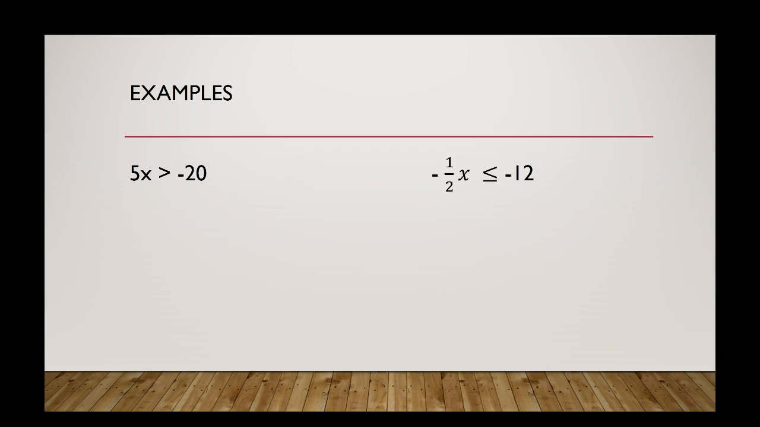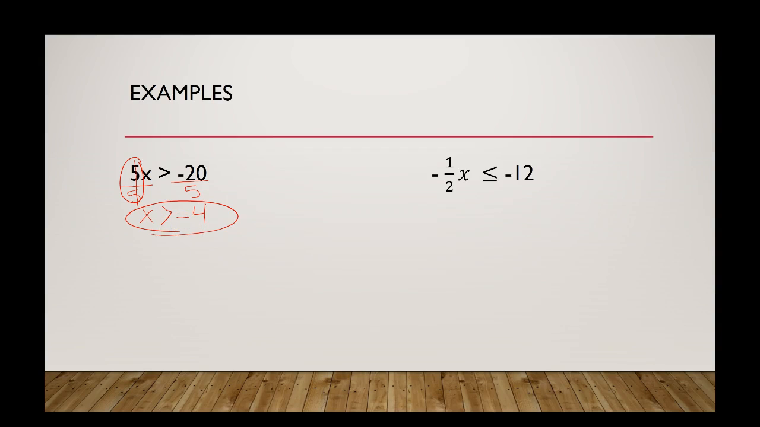Let's look at some examples. I have 5x is greater than -20. To solve this, I want to get x by itself, so I'm going to divide by that coefficient. Because that coefficient is positive, I don't have to flip the direction. I do the same thing to the right side, which would give you -4. If this coefficient was negative, I would flip the direction, but it's not, so it stays the same.